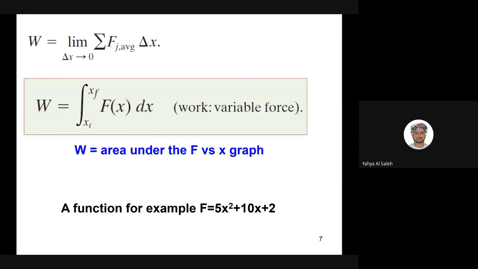Okay, now we said all of this. Now this is the important point. What we did for F(x) dx and integrated, we substituted F(x) with F = kx. Yes, but it doesn't have to be F = kx. It can be any force whatsoever. Say, for example, we have this force function 5x^2 + 10x + 2. Can you tell me what the work will be? Anyone?